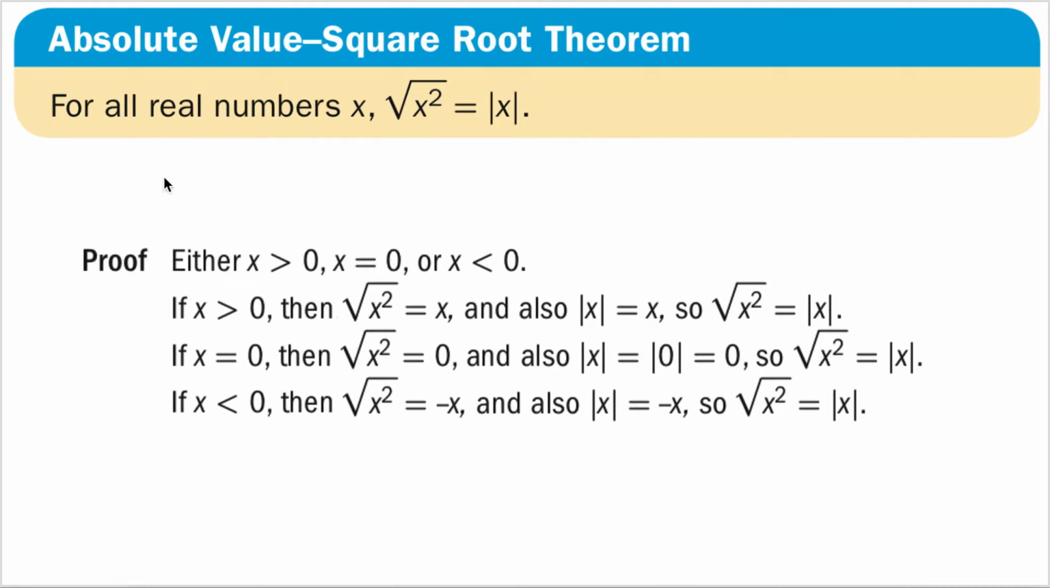Theorem: for all real numbers x, the square root of x squared is equal to the absolute value of x. So let's prove this powerful theorem. There are three cases: x is greater than 0, x is equal to 0, or x is smaller than 0.